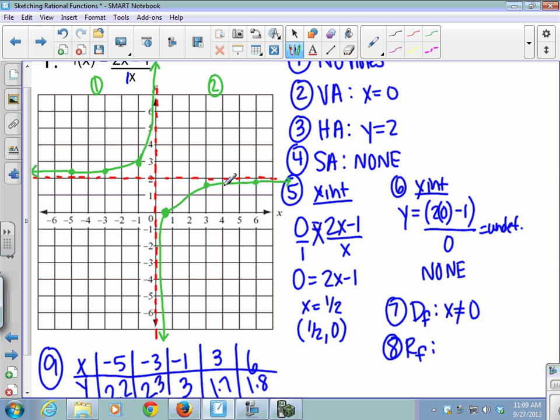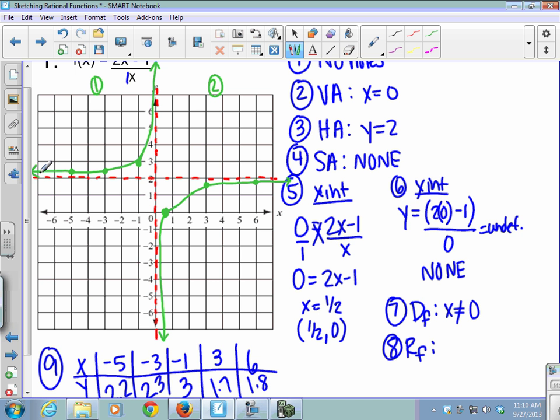Because once I get to this asymptote, it's leveling out. And it's not going to cross this asymptote out here. It's just going to get real close to it. If we have a graph that crosses the asymptote, we'll be able to tell from these points that we've already found up here. This one's not going to. It's just going to get really close to the asymptote.